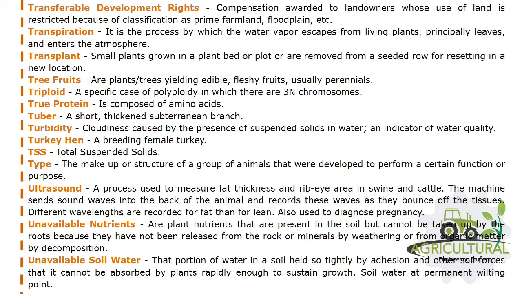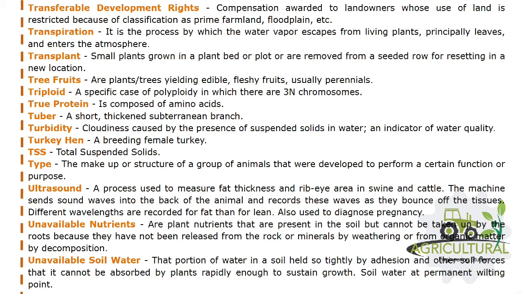Transpiration, it is the process by which the water vapor escapes from living plants, principally leaves, and enters the atmosphere. Transplant, small plants grown in a plant bed or plot or are removed from a seeded row for resetting in a new location. Tree fruits, are plants or trees yielding edible, fleshy fruits, usually perennials.